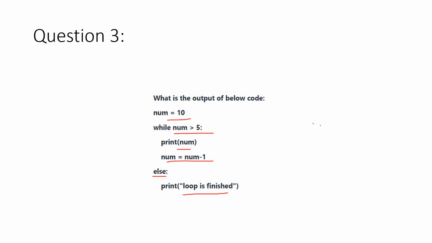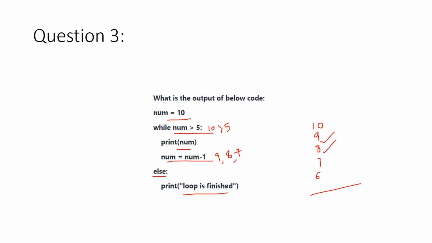So the correct answer is it will print 10 9 8 7 6, and then the message loop is finished. Why? See, just simply iterate. num equal to 10, so initially the condition 10 greater than 5 is satisfied, so num, that is 10, will be printed. Then num equal to num minus 1, so num will be 9. Again this condition will be checked, 9 greater than 5, yes, so 9 will be printed. Then num will be 8, 8 greater than 5, yes, so 8 will be printed, and then num will be 7.